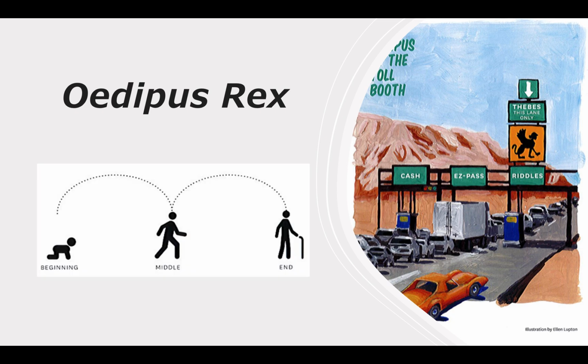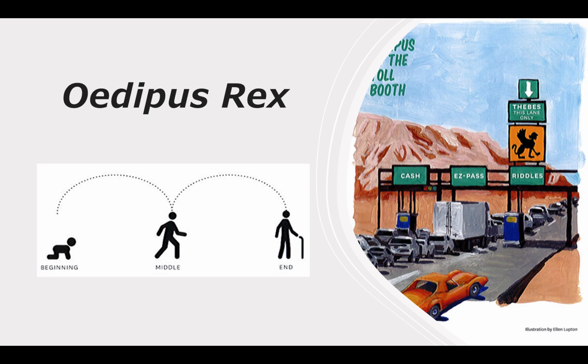But the question that the Sphinx poses to Oedipus is, what walks on 4 legs in the morning, on 2 legs in the afternoon, and on 3 legs in the evening? And Oedipus is quite a clever man, and he realizes that she doesn't literally mean in a 24-hour day, but in the day that comprises our lives.